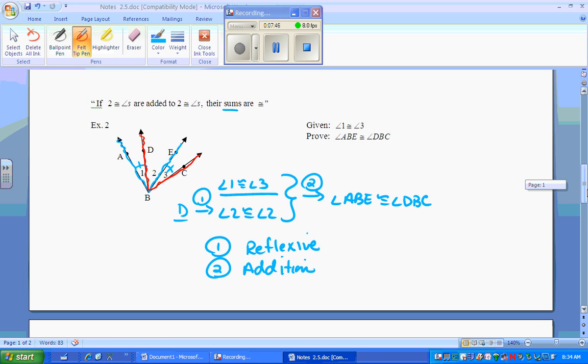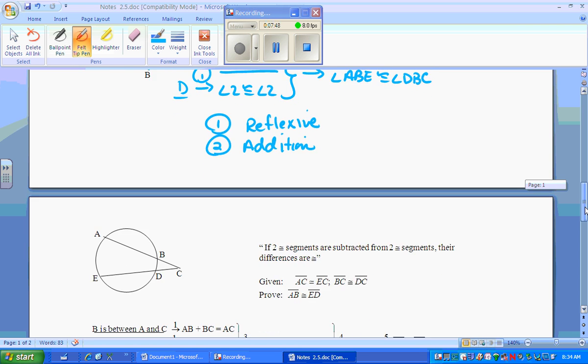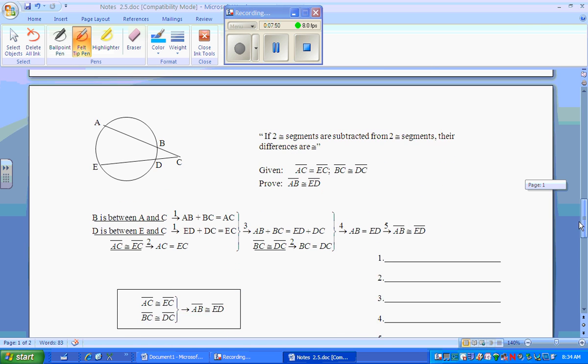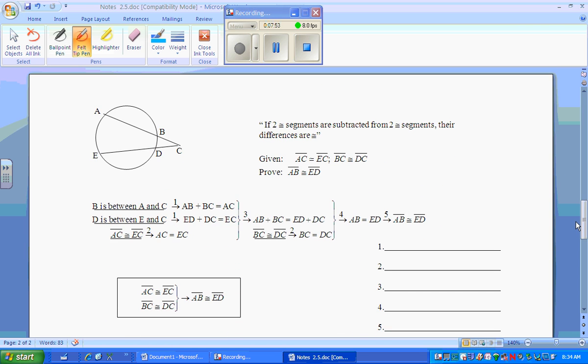Hopefully both of those are starting to sink in. I recommend adding them to your flashcards that you have. Now we're going to switch gears a little bit, and go from addition to talking about subtraction.